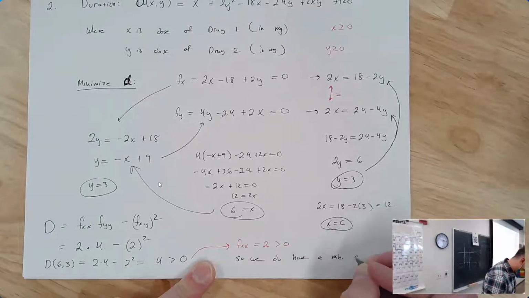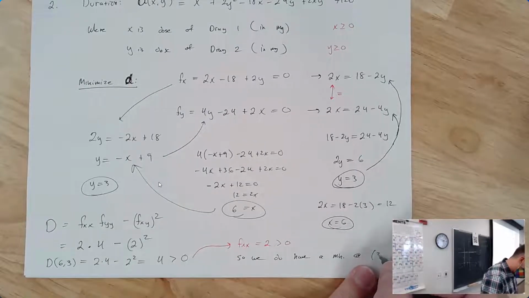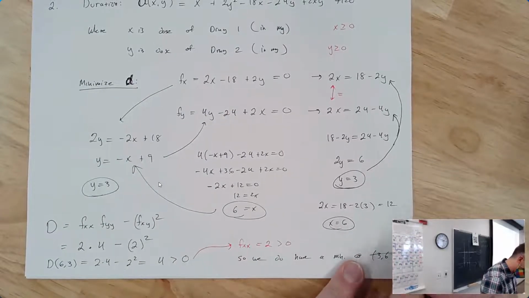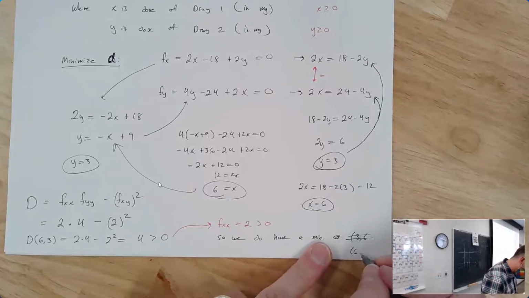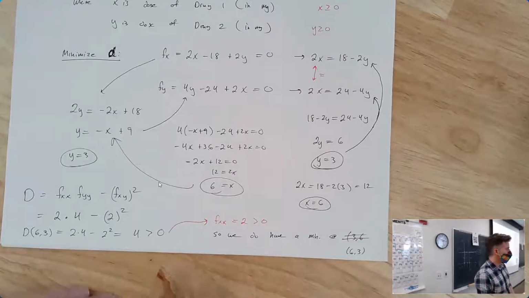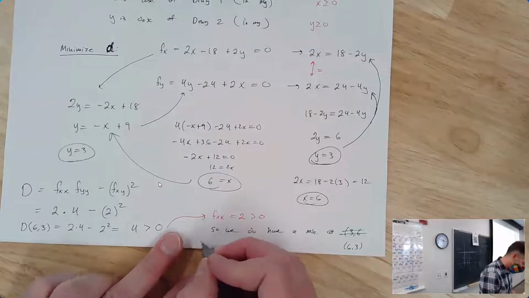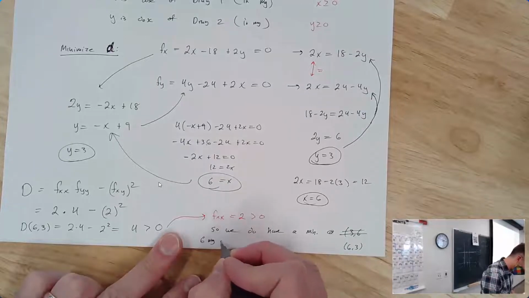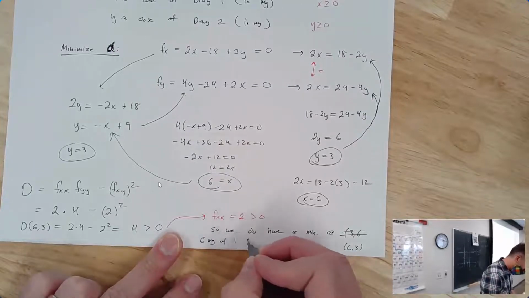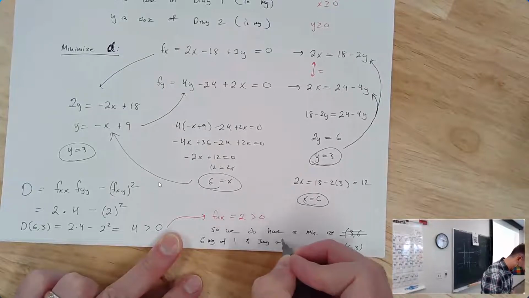Minimum at 6,3. Meaning to make the duration of this infection or sickness or whatever it was, a minimum, we want 6 milligrams of drug 1 and 3 milligrams of drug 2.